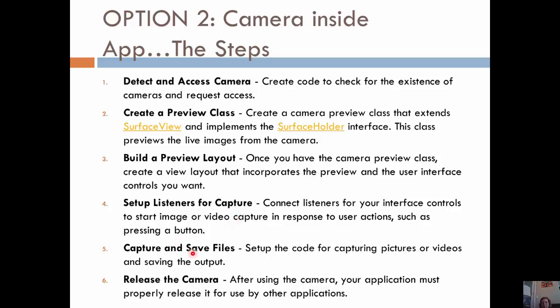And then you're going to capture and save files, and then when you're done with that, you no longer need a camera control. You need to release the camera. That's very important. It's kind of like releasing a file when you're writing to it, or releasing a database when you're connected to it. So another app will have access to the camera.